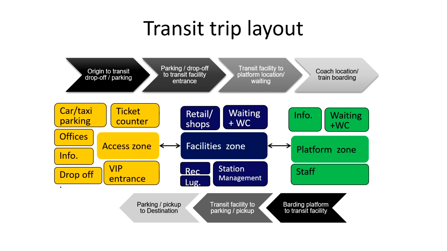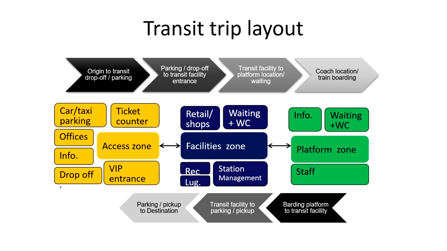Let's take an example. Consider a bustling railway station where passengers navigate through various areas that are very complex. When designing the layout for a transit trip, it's critical to understand the flow of both inbound and outbound passengers. Inbound passengers commence their journey from the origin point and proceed to the transit drop-off point, then make their way to the transit facility, such as trains, waiting areas or platforms.